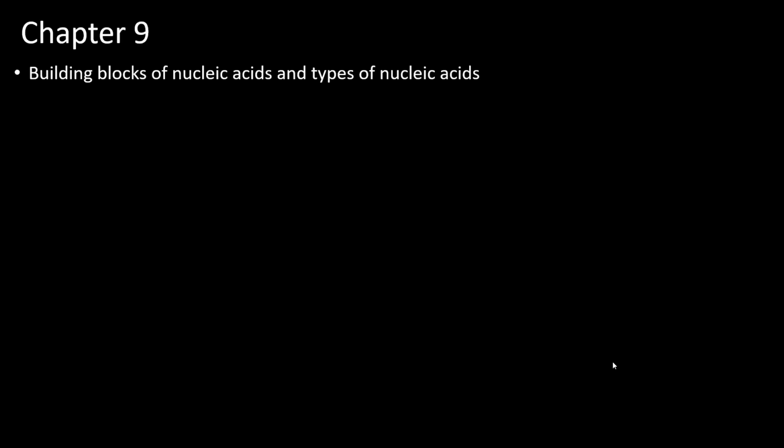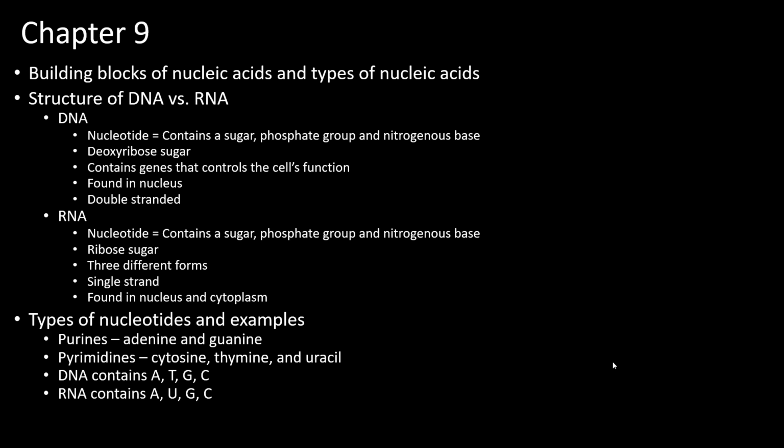All right, this brings us to our last chapter, which is chapter 9. Now, with chapter 9, you need to make sure that you know the building blocks of nucleic acids as well as the types of nucleic acids. The building blocks of nucleic acids are nucleotides, and we already discussed that back in chapter 3. So the two main types of nucleic acids are DNA and RNA.